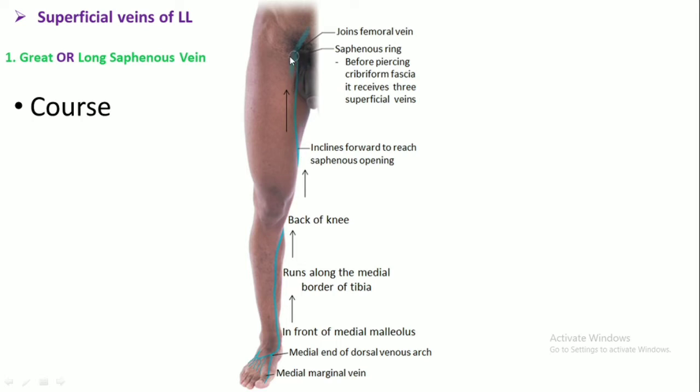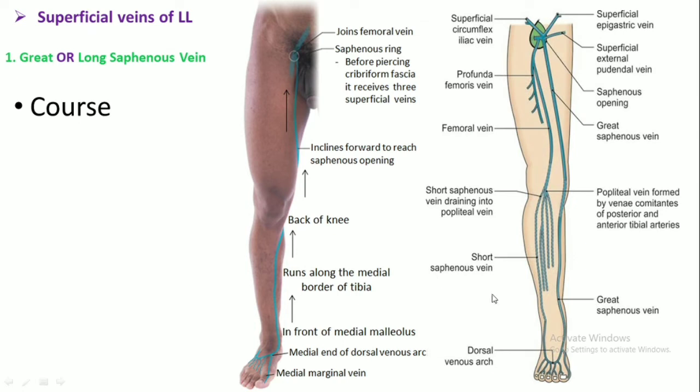Before piercing the cribriform fascia, it receives 3 superficial veins and then it joins the femoral vein. So this is the whole course of the long saphenous vein. Here you can see this is the great saphenous vein, this is the dorsal venous arch, this is the medial marginal vein. It goes upward and before piercing the cribriform fascia, it receives the superficial external pudendal vein, superficial epigastric vein and superficial circumflex iliac vein.